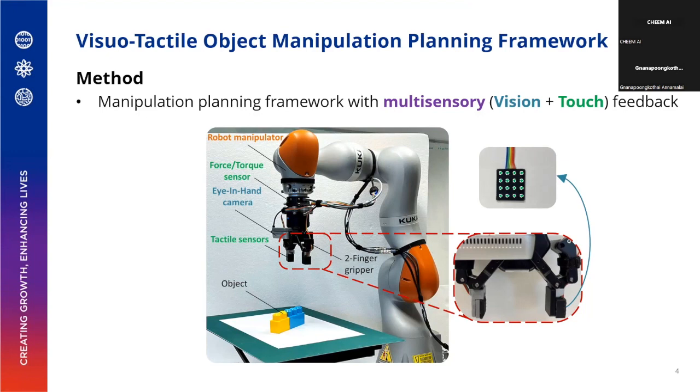Of course we still have the camera system, so we still need vision. Otherwise we are blind, right? So we have the eye-in-hand camera, and we have force torque sensors on the wrist of the robot. So we have three different tactile or force sensors on the robot. And based on this hardware, we propose a manipulation planning framework with multisensory feedback.